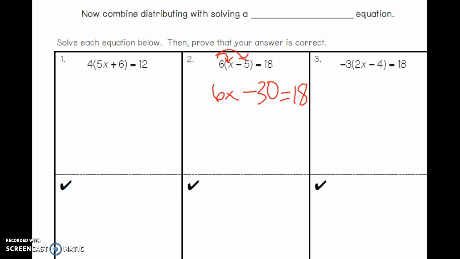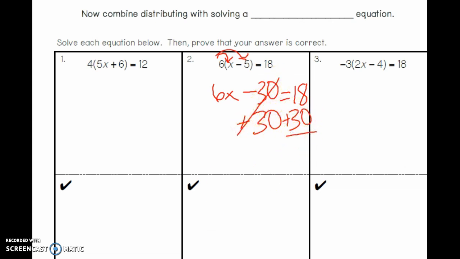Okay. What's the opposite of subtraction? Addition. So what are we going to add to both sides? What's being subtracted? 30. So what do we need to add? 30. Good. And whatever I do to the left, I have to do to the right. Beautiful.